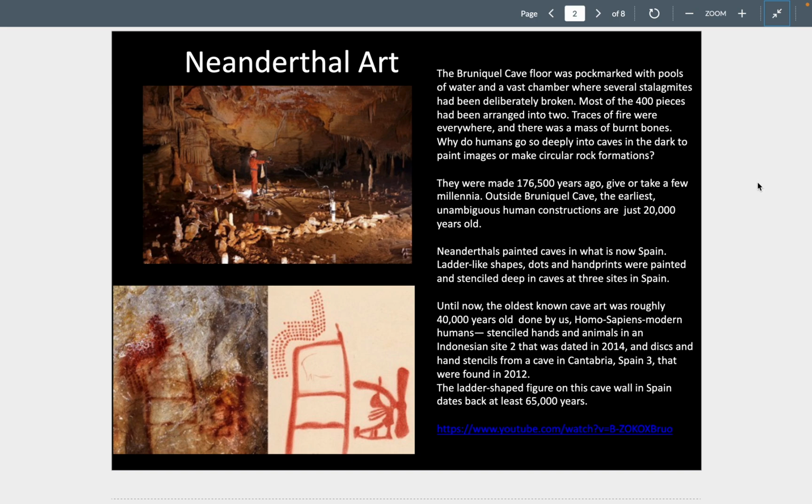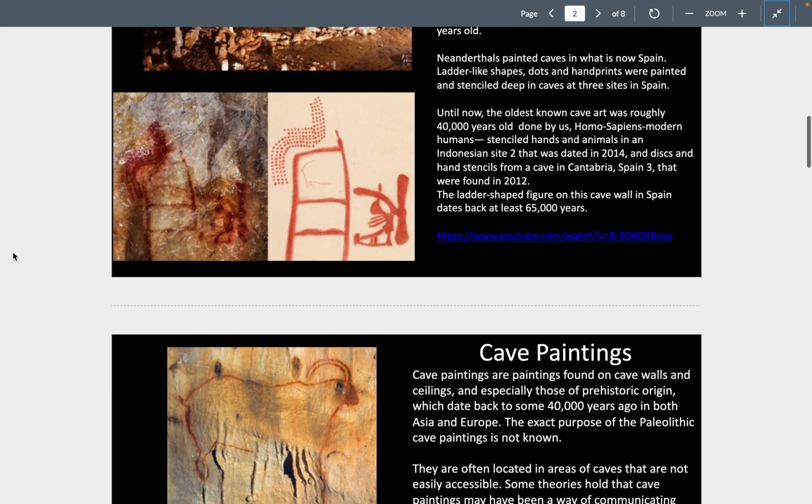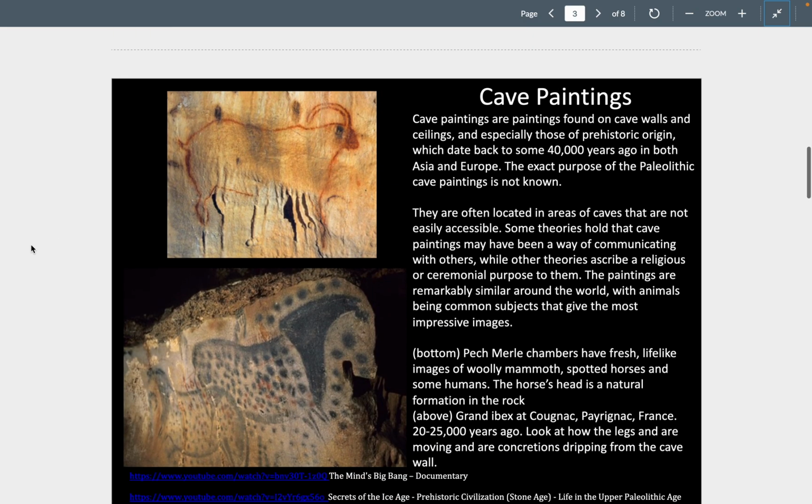We also believe that Neanderthals, who are no longer on the earth, only Homo sapiens survive now, also made art too, and they also went into caves, broke rocks, and made stone circles as well. The cave paintings, as I was talking about, in the caves were done in darkness. They were probably done on hallucinogens. They were almost always of animals.